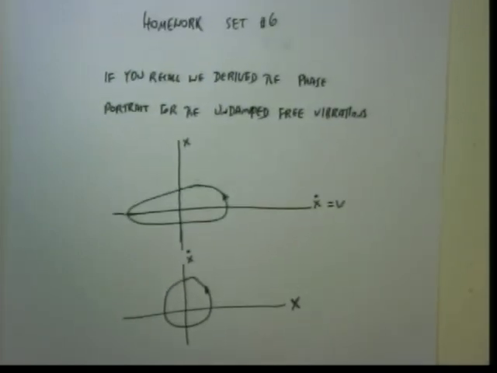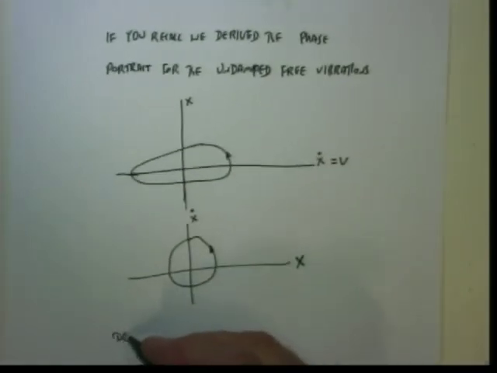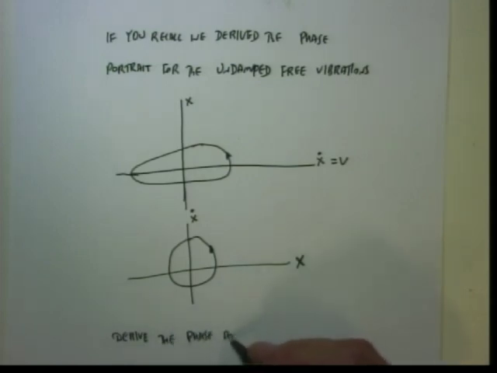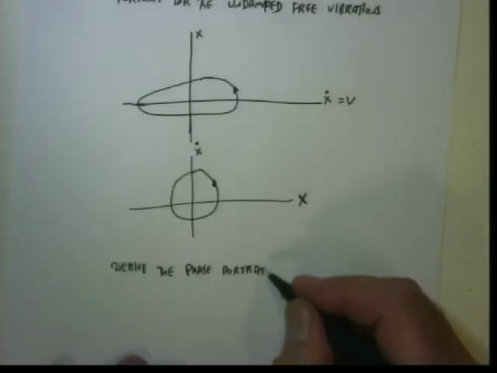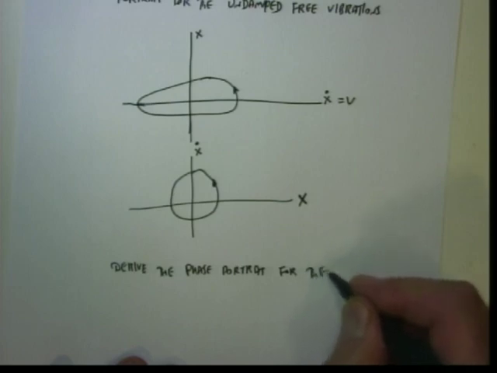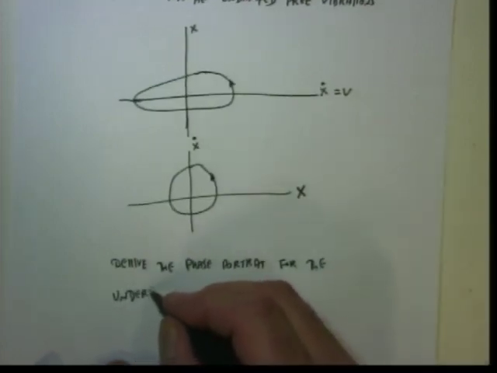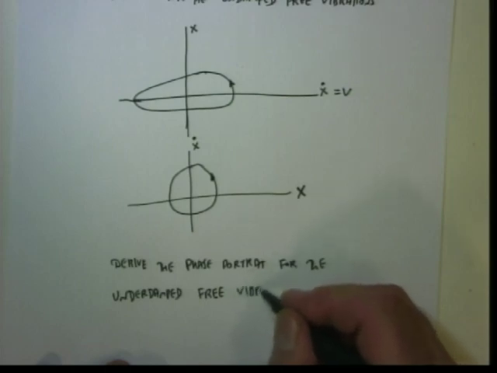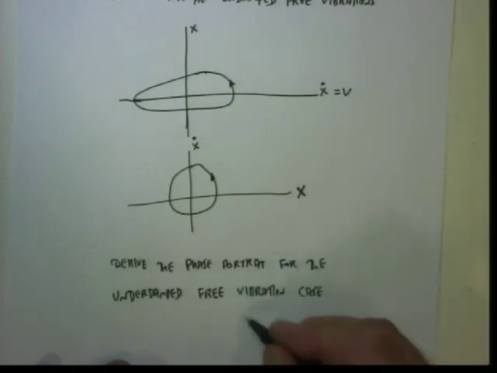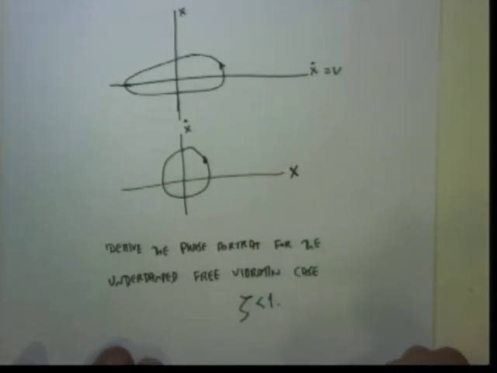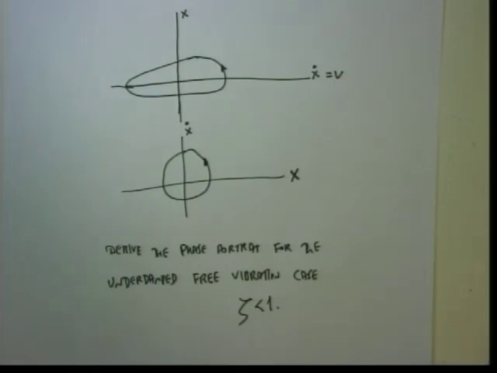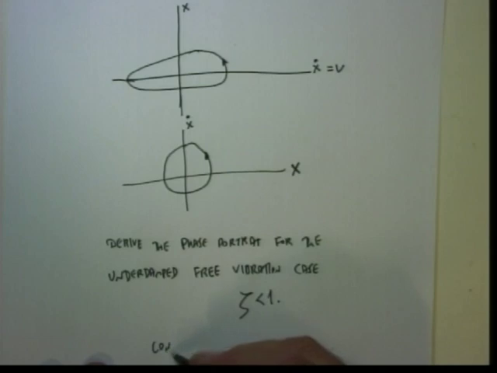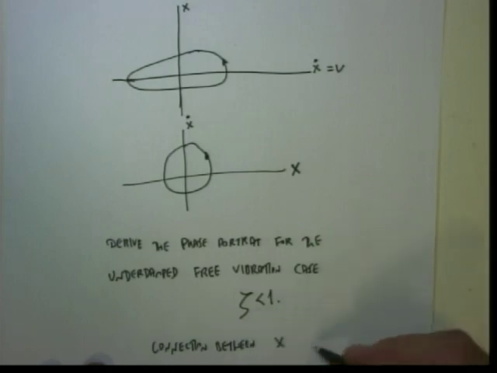Now, this is not yet a homework, of course. This is just a reminder. Now, derive the phase portrait for the underdamped free vibration case. Means zeta is smaller than 1. So we would like to have a connection between x and x dot.